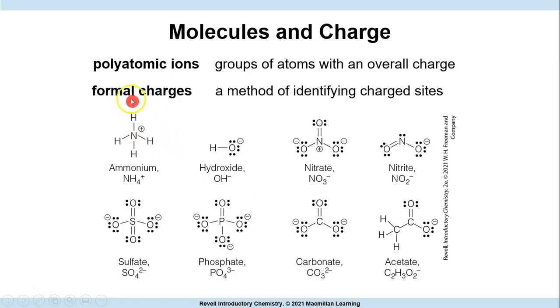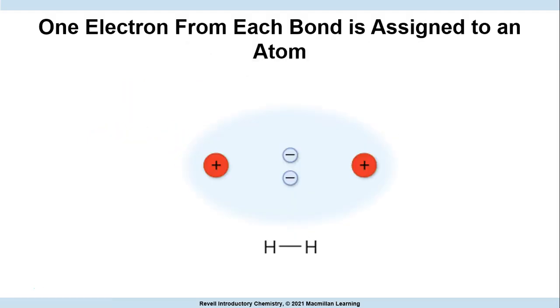That is done through a method that is called formal charges. I'm going to show you how to calculate the formal charge. You will be able to assign formal charges to atoms in a Lewis structure. So for the formal charge, one electron from each bond is assigned to one atom.